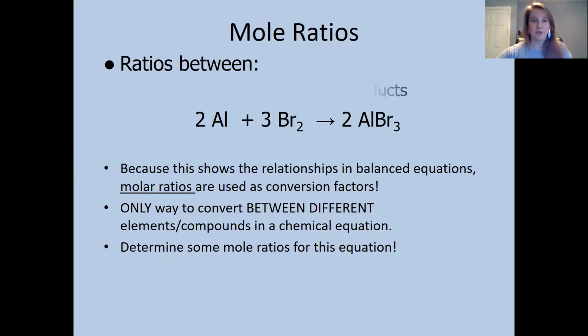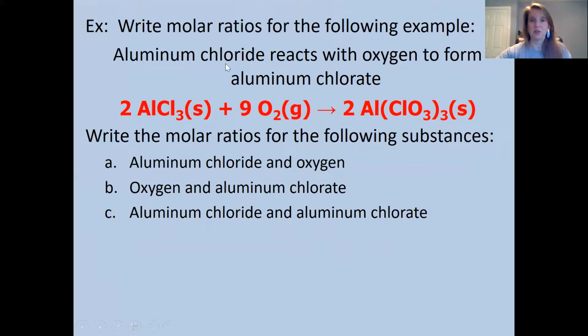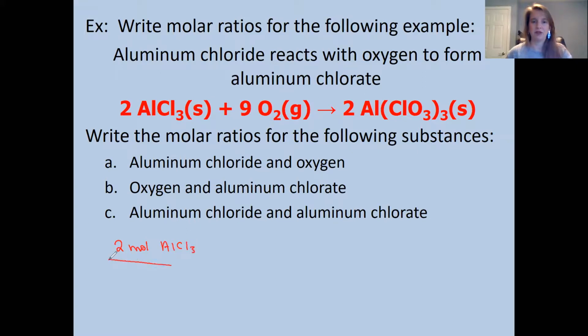So let's take a look at this example here. We've got our balanced chemical equation, 2AlCl3 plus 9O2 yields 2AlClO3, 3. So if we're going to try to write mole ratios, I'm going to write these mole ratios as a fraction, as a conversion factor. For letter A, if I'm trying to write aluminum chloride and oxygen as a mole ratio, I would say that we have 2 moles of aluminum chloride for every 9 moles of oxygen.